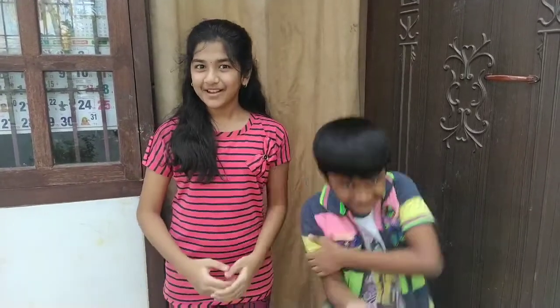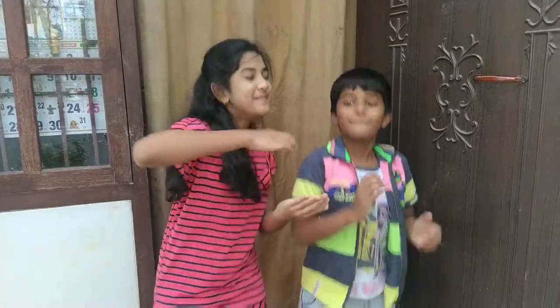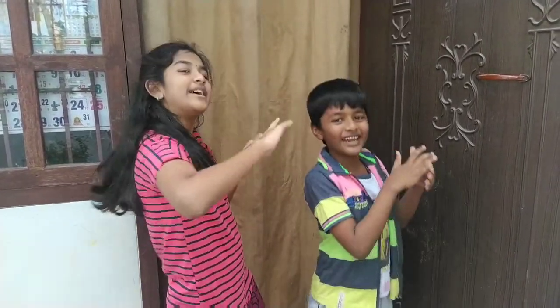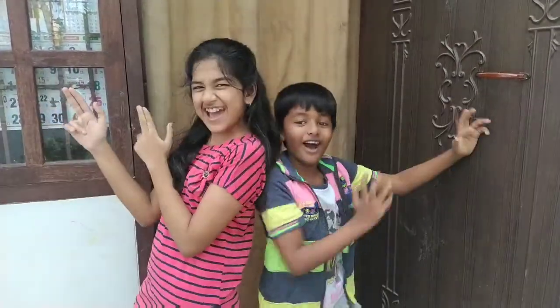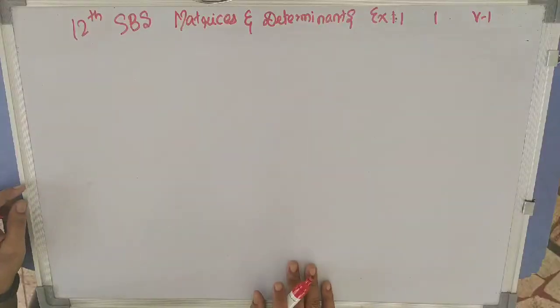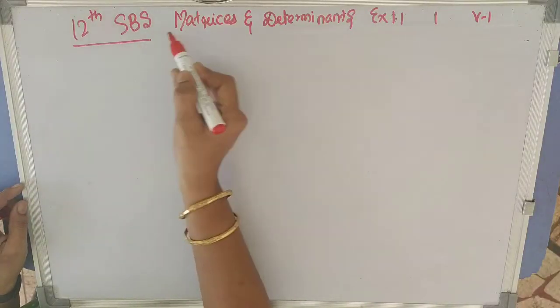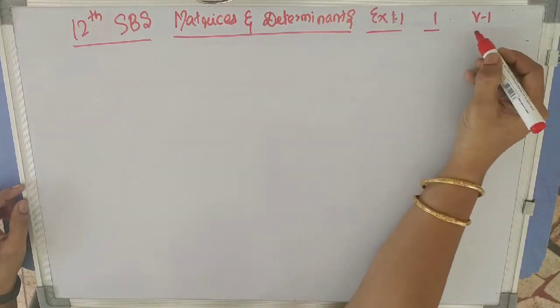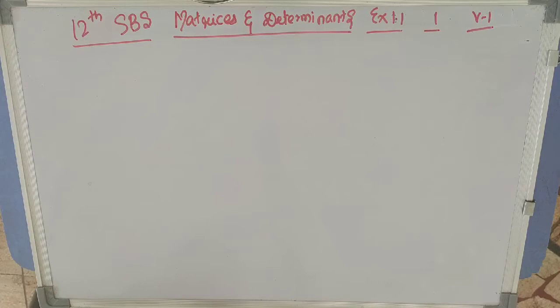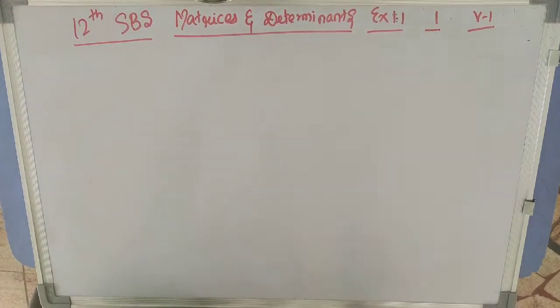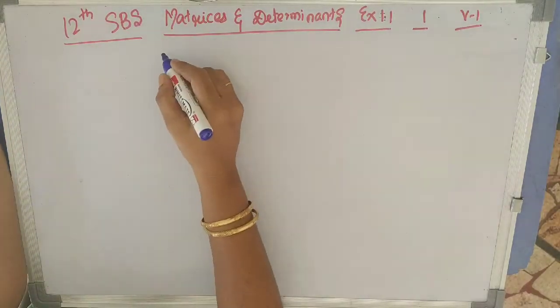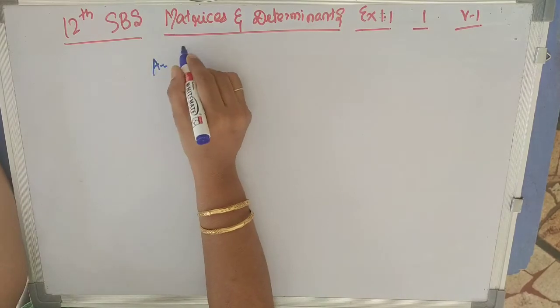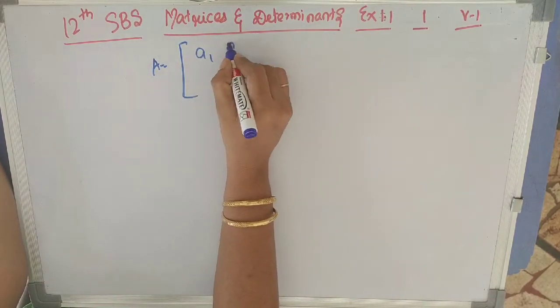Today we will be learning exercise 1.1 problem 1 from the chapter Matrices and Determinants. Hi everyone. Today we are going to see the 12th State Board Syllabus Matrices and Determinants exercise 1.1 problem 1, and this is video number 1. This is our first video in 12th standard State Board Syllabus. Now before going to the exercise we need to know about some concepts.